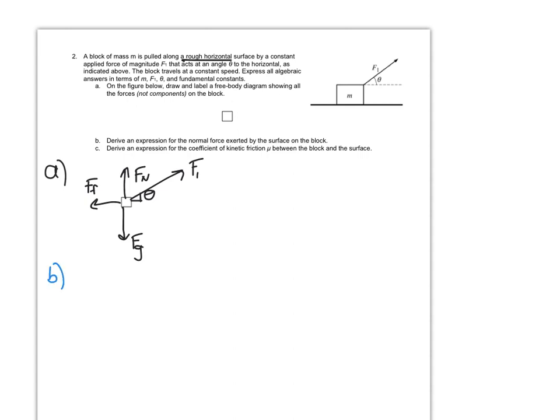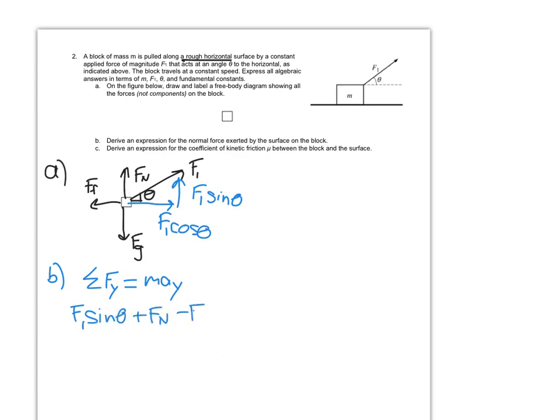For B, we want to derive an expression for the normal force. That's a y thing, so I'm going to set up my may in that situation. Okay, and before I do that, actually, I want to go ahead and componentize that F1. So that vertical component is going to be F1 sine of theta. The horizontal is going to be F1 cosine of theta. And so what that y equation looks like is F1 sine of theta plus Fn minus Fg equals 0.